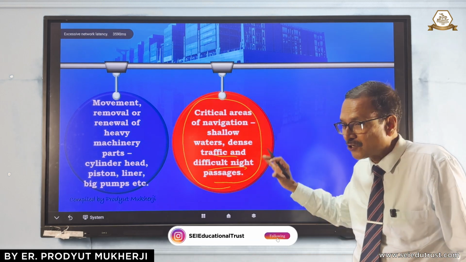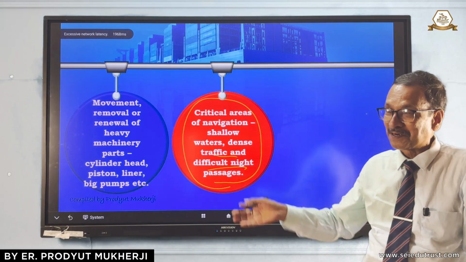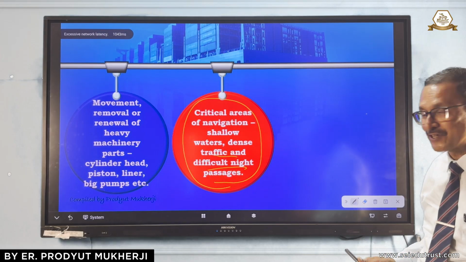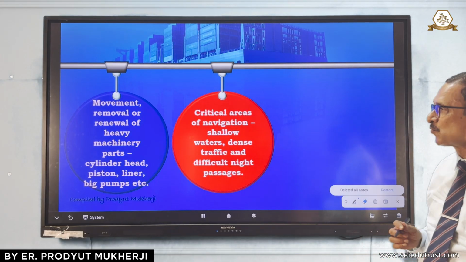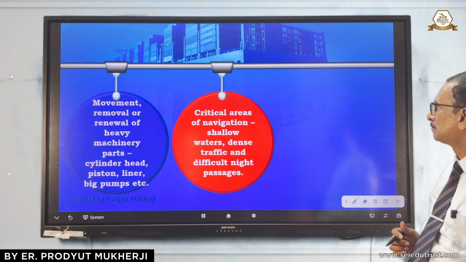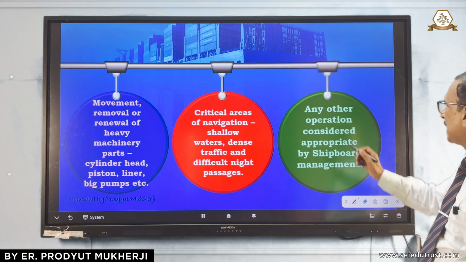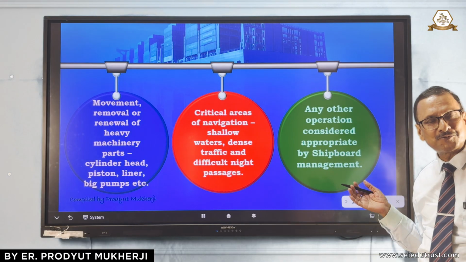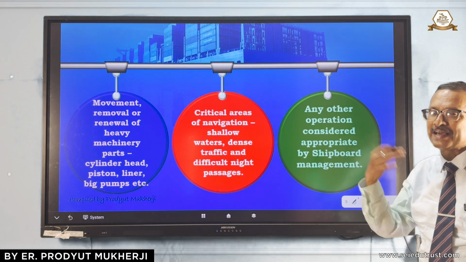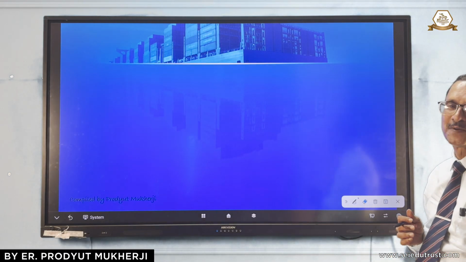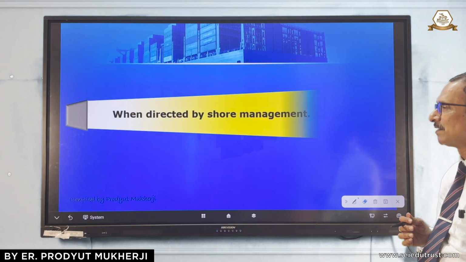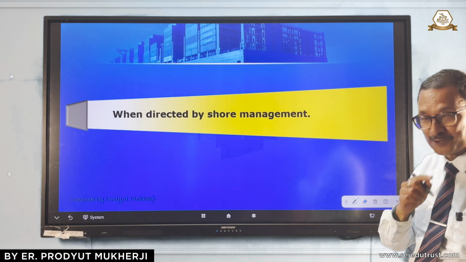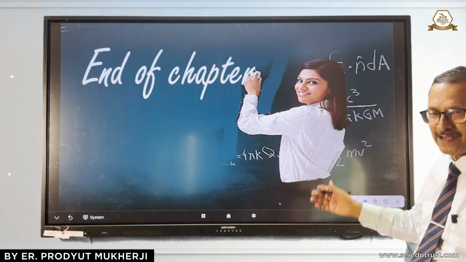Yeah, this is not a so-called job, but it is a task on board. Critical areas of navigation is a task which we carry out routinely. Any other operation considered appropriate by shipboard management. So the list is not exhaustive. Any other task that the shipboard management deems necessary where the risk assessment should be carried out. When directed by shore management, normally the DPA.